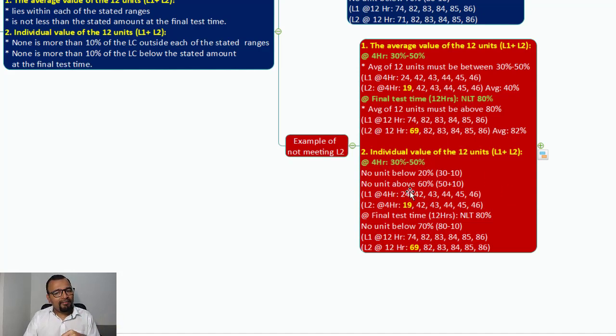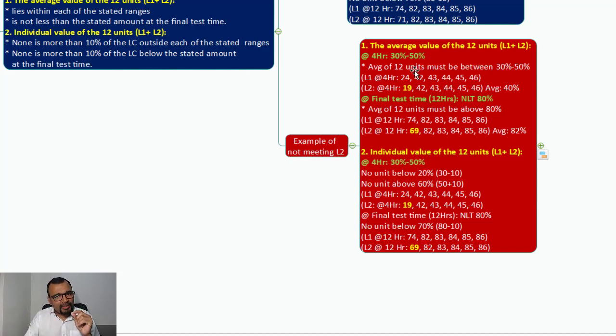Let us understand the second important acceptance criteria, that is the individual values now. At fourth hour, our requirement is 30 to 50%, and hence no unit below 20% is acceptable. So there must not be any unit below 30 minus 10%. 30 comes from our lowest value in the stated range, and the minus 10% becomes 30 minus 10, which is 20%. And no unit must be above 60%. 60 comes from our highest value in the stated range, that is 50%. So 50 plus 10 becomes 60%.